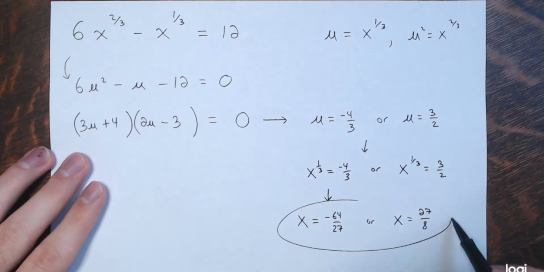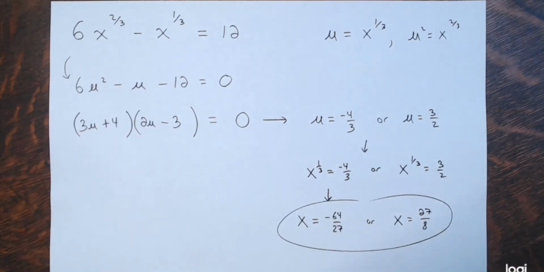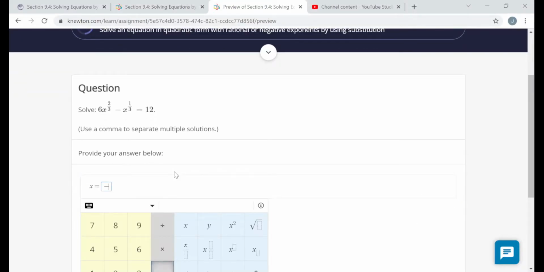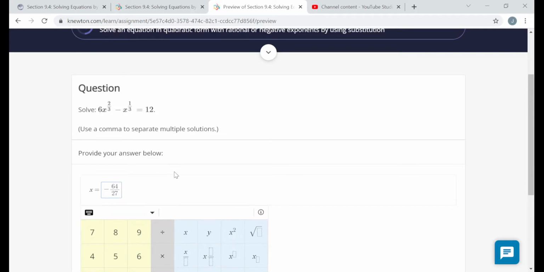And there's your two solutions to the equation we were given. -64/27 and 27/8, again separated by commas. -64/27, comma, 27/8.